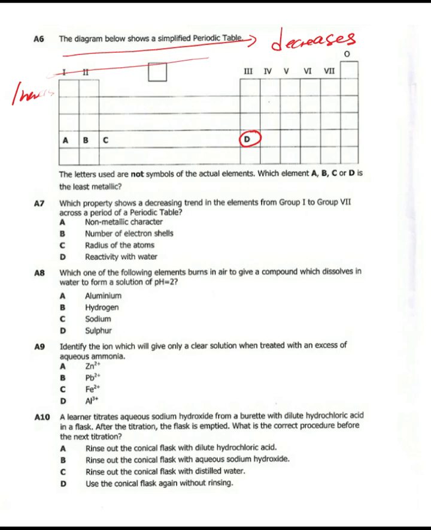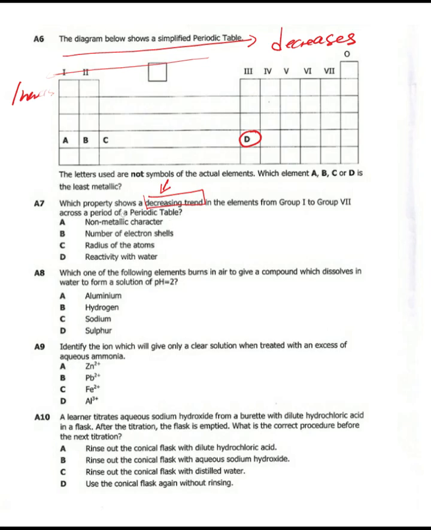Question 7. Which property shows a decreasing trend in the elements from group 1 to 7 across the periodic table? Let us read the question again. Which property shows a decreasing trend in the elements from group 1 to 7? Number 1. Our main interest here is decreasing.